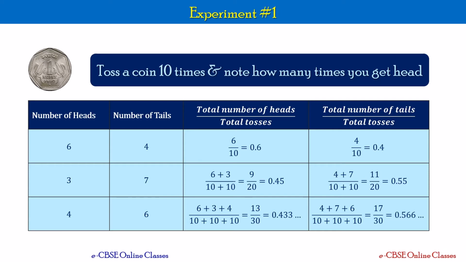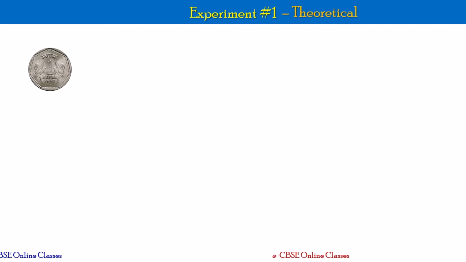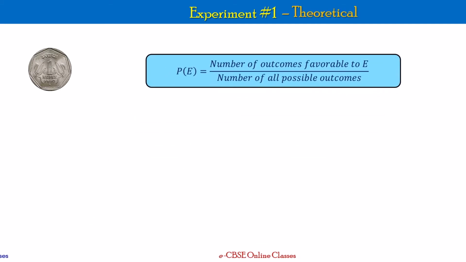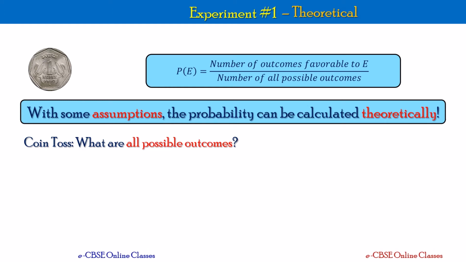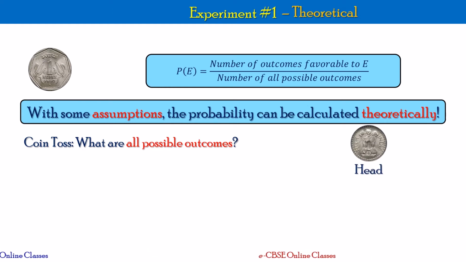Now let's see how we can calculate the same probability theoretically. Before that, let's keep the definition of theoretical probability here. P(E) equals the number of outcomes favorable to E divided by the number of all possible outcomes. And what we also said is, with some assumptions, the probability can be calculated theoretically. Now, with coin tossing, what are all the possible outcomes? There are only two possible outcomes. Either it can be head or it can be tail.